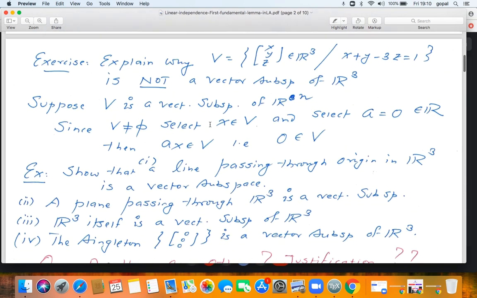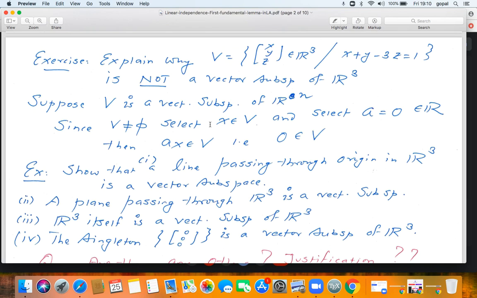The next example is an example which is not a vector subspace. Explain why V equals the set of column vectors x, y, z in R3 such that x plus y minus 3z equals 1 is not a vector subspace of R3. Why is it not a vector subspace of R3? Of course, it's non-empty. No doubt it's non-empty. But let us take an element here. I could take the element 1, 0, 0, right? Is 1, 0, 0 in V? Of course it's in V. It satisfies the equation x plus y minus 3z equals 1.